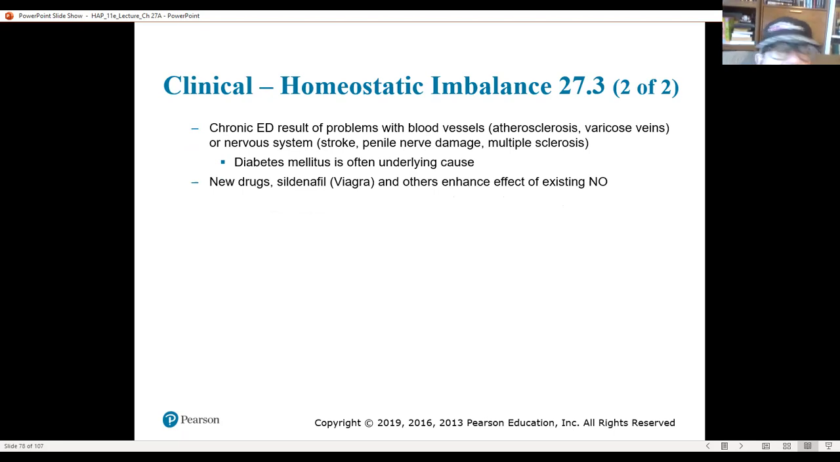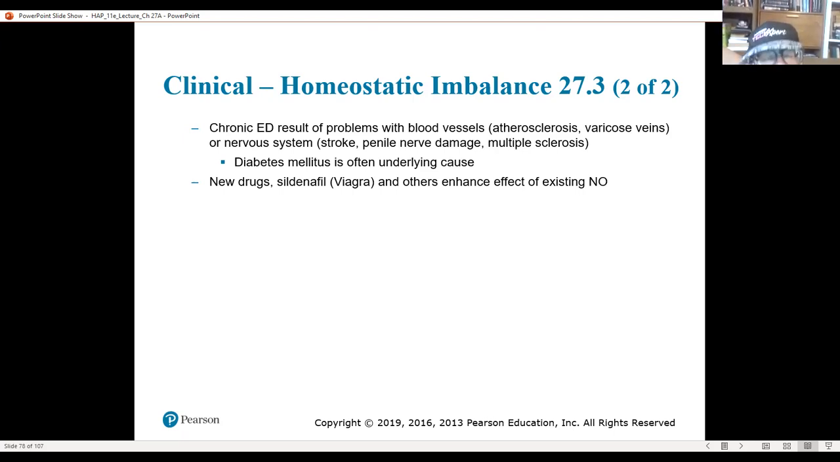Chronic ED is entirely different. Chronic ED is a problem with blood vessels. You could have hardening of the vessels, atherosclerosis. You could have varicose veins where the veins are distended and flabby. You could have a nervous system problem, a stroke, damage to the penile nerve, multiple sclerosis. Diabetes is often an underlying cause of erectile dysfunction. Diabetes can cause you to not be able to keep it up.